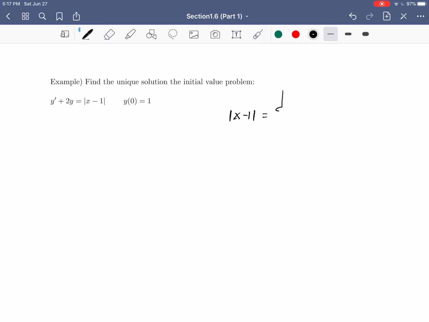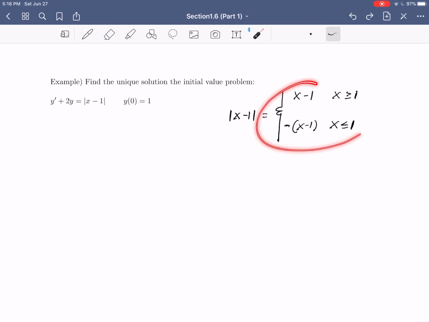So let's just remember that absolute value of x minus 1 really disguises that this thing is a piecewise function. This is equivalent to x minus 1 when x is greater than or equal to 1. When x is greater than or equal to 1, obviously this is positive, so the absolute value doesn't do anything. And it's equivalent to negative x minus 1, which of course is 1 minus x, when x is less than or equal to 1. Again, that's the definition of the absolute value function, right? It's just hiding that it's really a piecewise function.